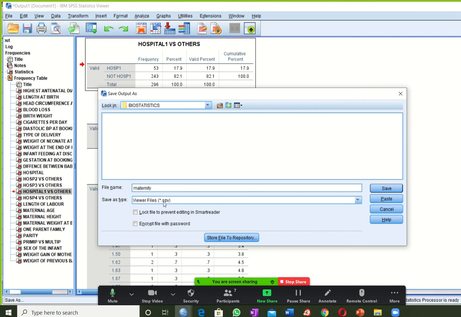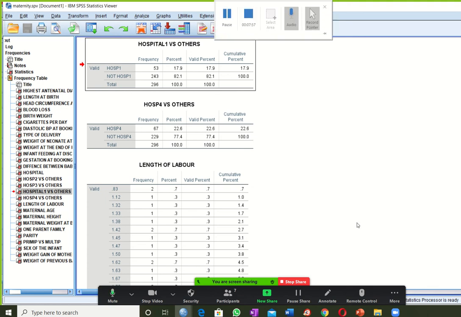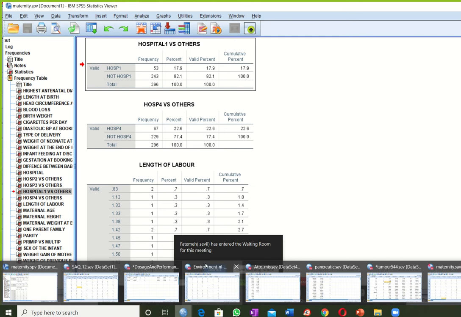Okay, now look at the extension, SPV. All SPSS documents output are SPV. This is an output, and output is SPV, and a normal data set is SAV. Now look, this is an output, this is a document. So we have 2 different windows, 2 different documents. One of them is SPV, the output document, and the other one is SAV document.